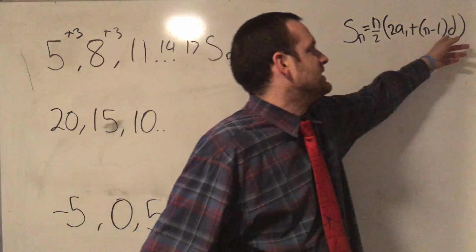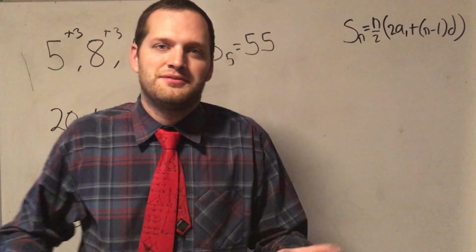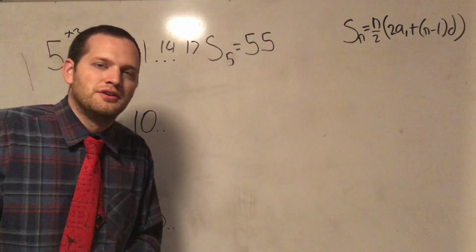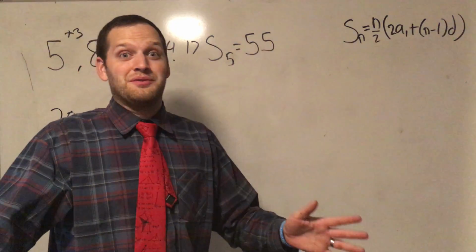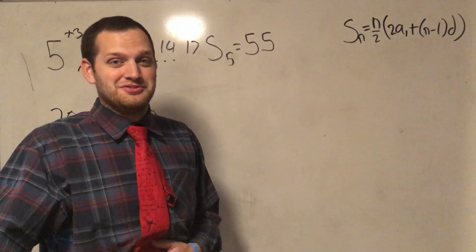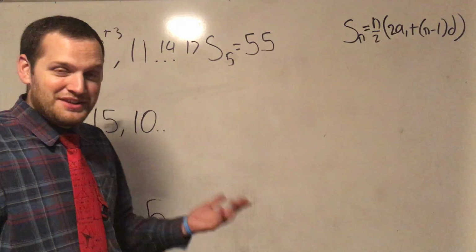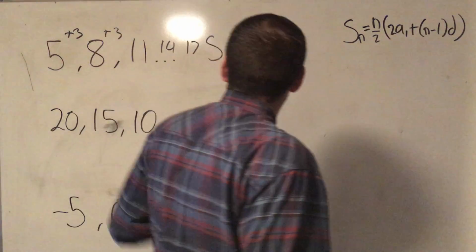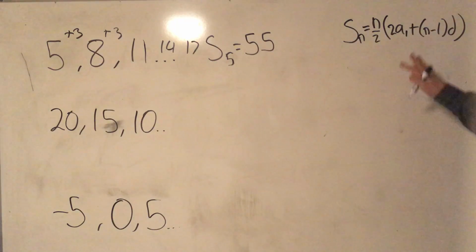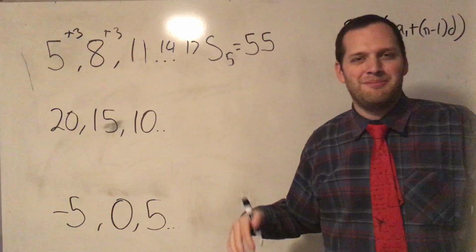Finally, we have d. D does not stand for duck or dog or donuts. However, I do love donuts. My gut should show you all that. D represents the difference. What are we adding every single time? In this case, we're adding 3. So let's try this formula and see if we get the same answer.